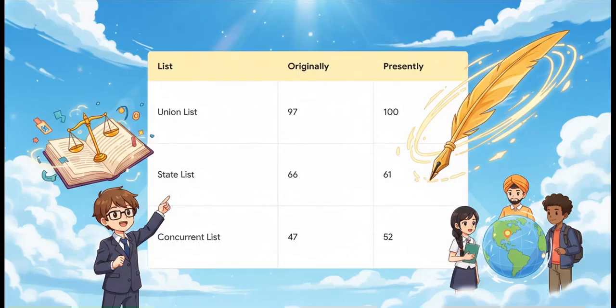Let's circle back to that very first question about the constitutional lists, because there's more gold to mine here. This table breaks it all down beautifully. Just look at how the numbers have changed over time for all three lists, union, state, and concurrent. If you understand this whole table, you're ready for any version of this question they throw at you.